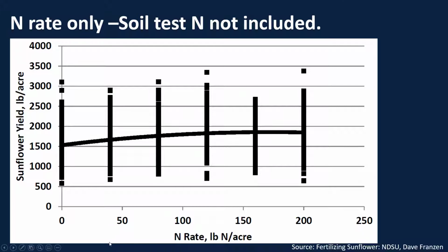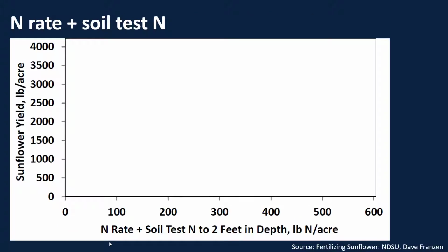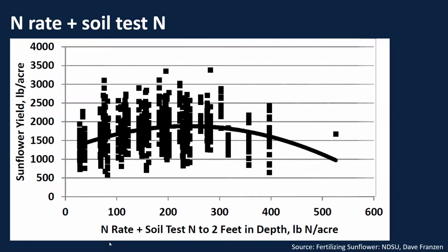So what we're going to do is, this is only looking at nitrogen rate. What happens if we also look at soil test nitrogen values? So here in this graph we're going to have on our x-axis the nitrogen rate plus our soil test N down to 2 feet, and look at that relationship. And as we can see here, the scatter that we saw before is much lessened. We see more of an increase here and then a decrease. However, we still have a good amount of scatter among this plot. So let's try one more thing.